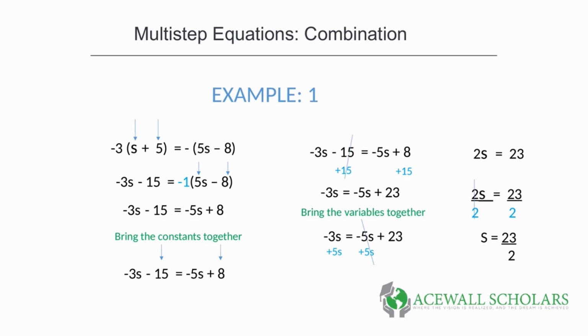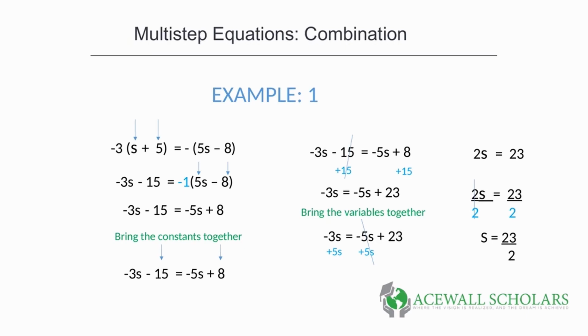Now I can combine my variables. So I'm going to add 5s to both sides of the equation. And the reason why I chose my minus 5s to move is because the whole point of solving an equation is to get our variables to one side and our constants to one side. So I needed to move my negative 5s to the other side of the equation.